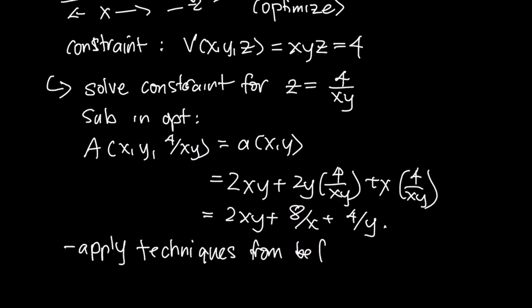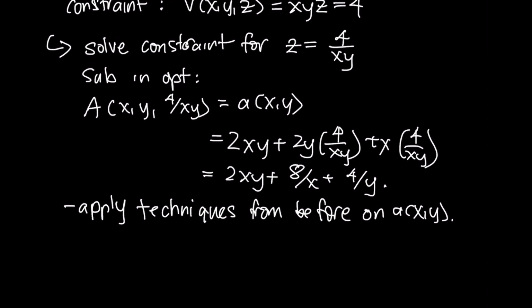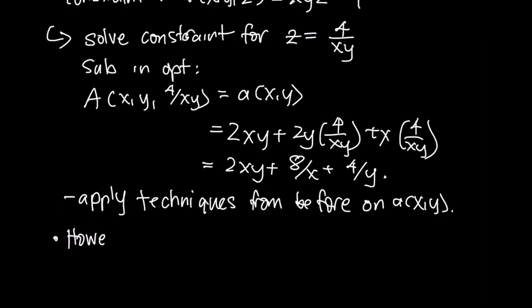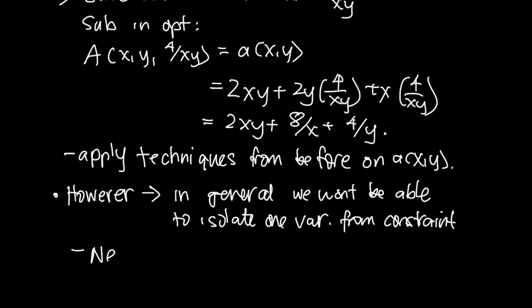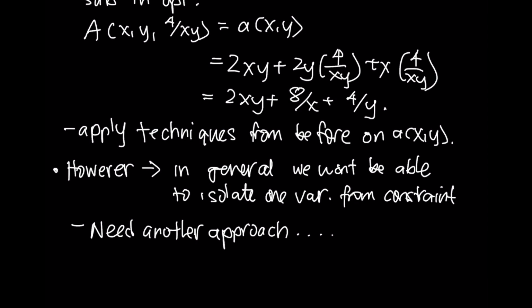Now at this point, you can apply the techniques and the ideas from before on this new function A of x and y. Now, while that sounds great in principle, in general, we won't be able to isolate one variable from the constraint equation like this because it's probably going to be quite difficult to do it algebraically. In general, there is not really a hope that we're going to be able to solve our constraint function very easily. We need another approach. And this approach is more general, and in fact, it's going to use the implicit function theorem that we talked about in the previous video.